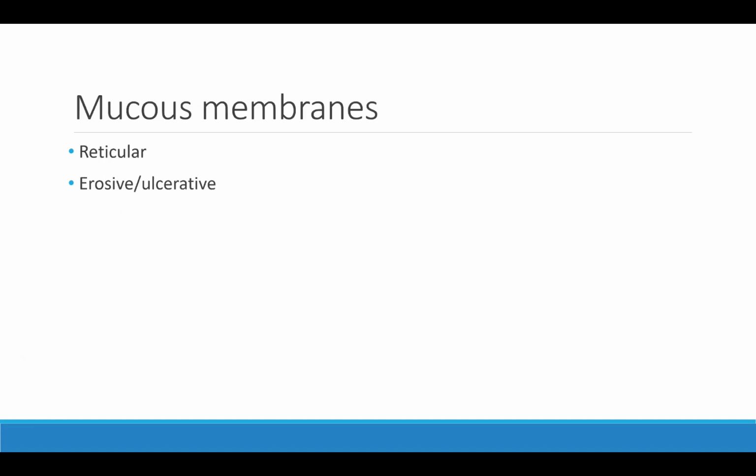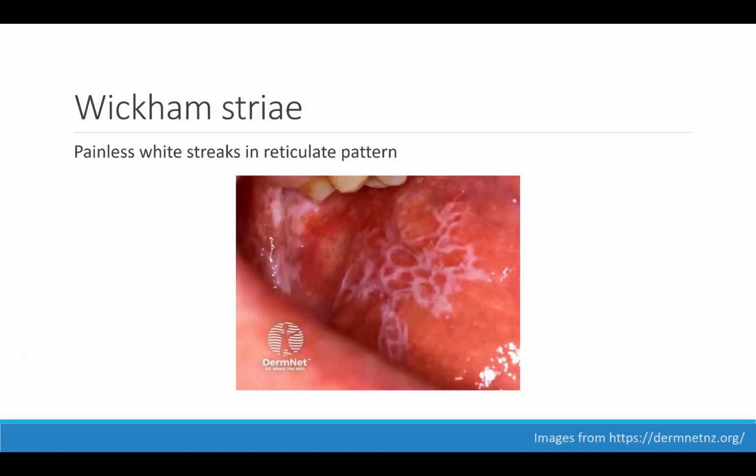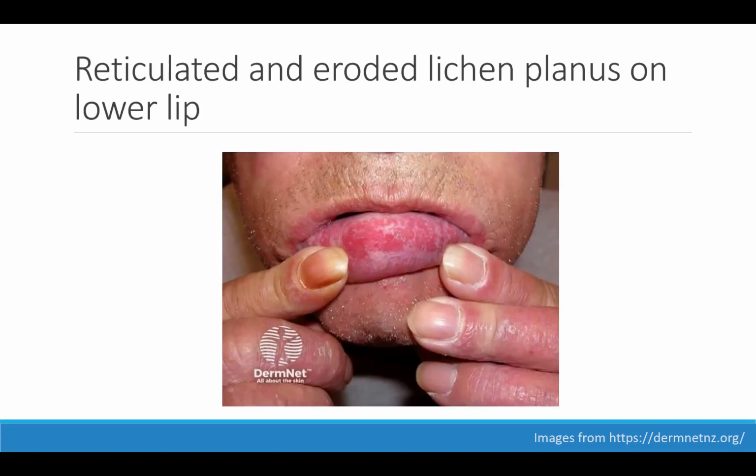Involvement of the mucous membranes can present with reticular appearance, and it can eventually become erosive or ulcerative. This is Wickham striae. These are palest white streaks in a reticulate pattern, often seen on the mucous membranes. And you can see here there is reticulated and eroded Lichen planus on the lower lip.